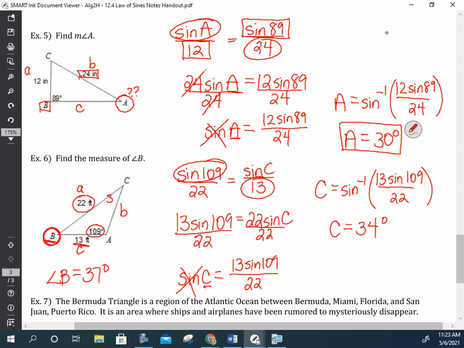So that's 34 degrees. Three angles in a triangle add up to 180. So 109 plus 34, then 180 minus 143 gives you 37 degrees, which is what you wanted.